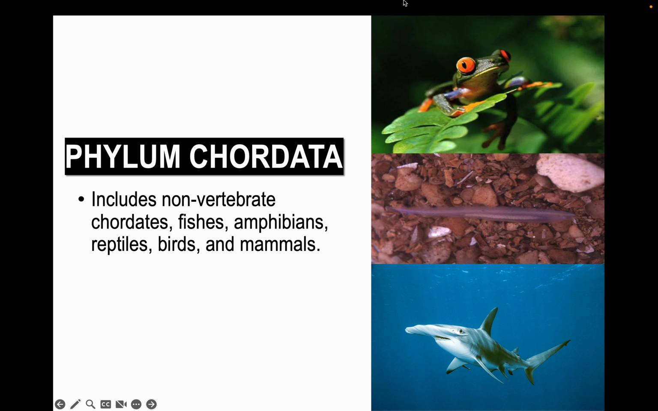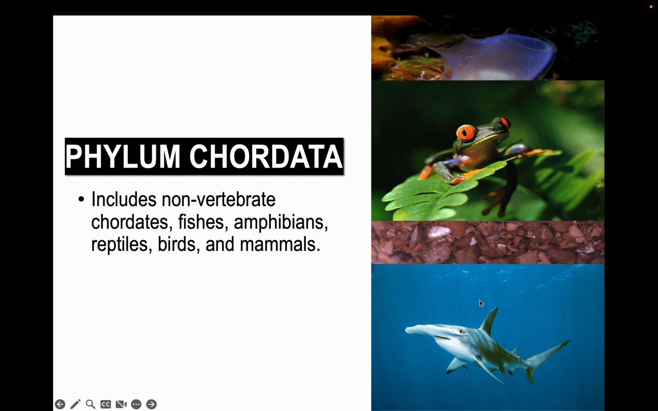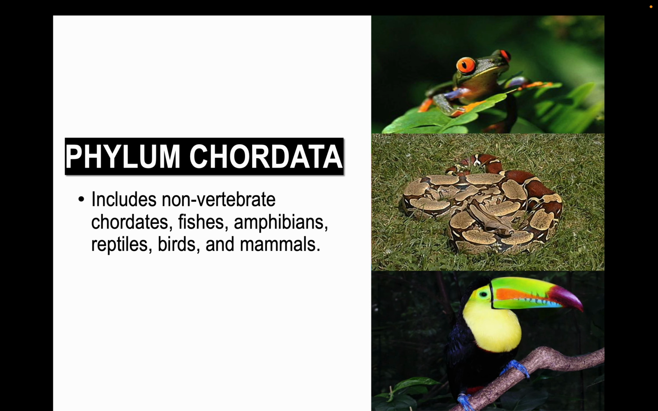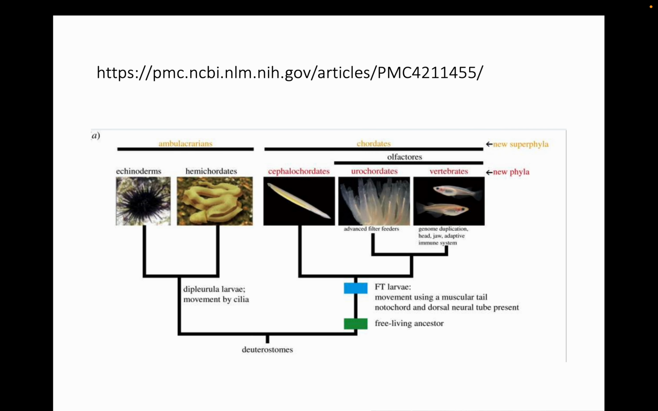Okay, so here are some representative photos. The first one you can see is a non-vertebrate chordate, a tunicate. Then you have a cephalochordate on the second picture. You have an example of a fish, a shark, then an amphibian, a reptile, a snake, a bird, or class Aves, and of course mammals. In this article, you can do extended reading to know more about the systematics and the grouping of Chordata.